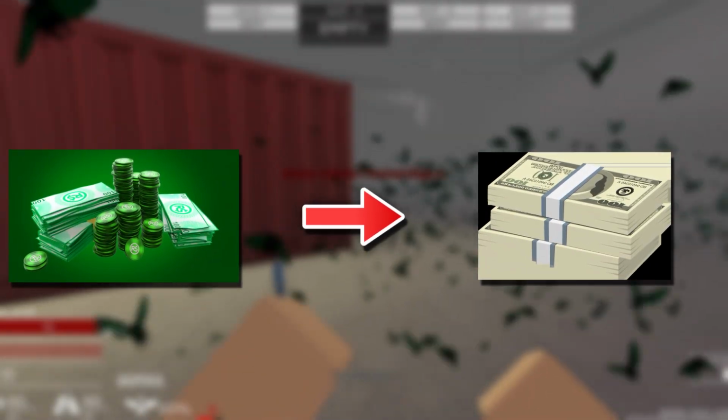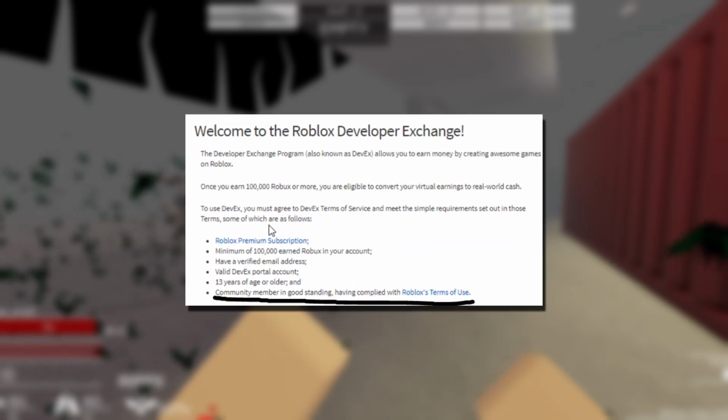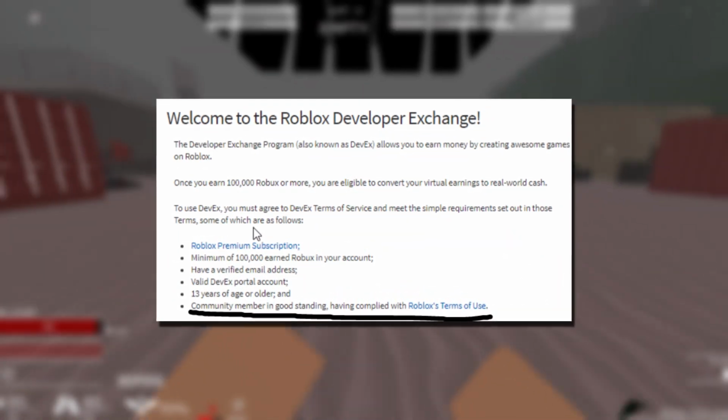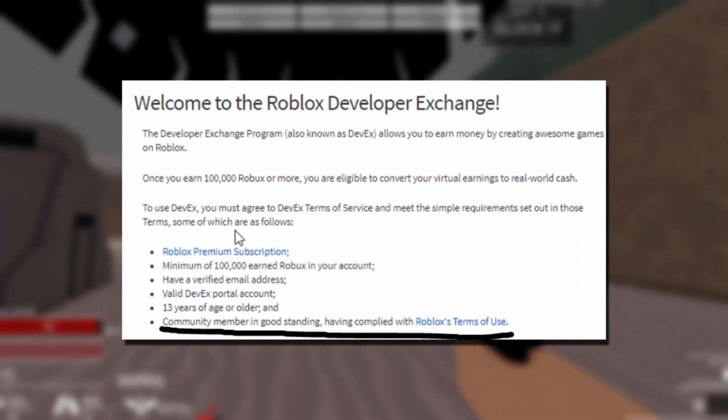Now, one interesting thing about Robux is that it can actually be exchanged for real money through the Roblox Developer Exchange Program, known as DevEx. However, it is important to note that DevEx is only available to users who have earned a minimum of 100,000 Robux, and there are certain restrictions and requirements that must be met before Robux can be exchanged for real money.